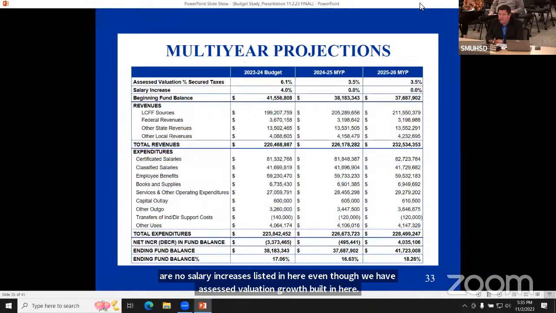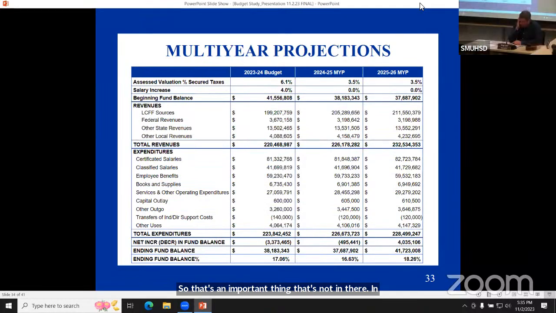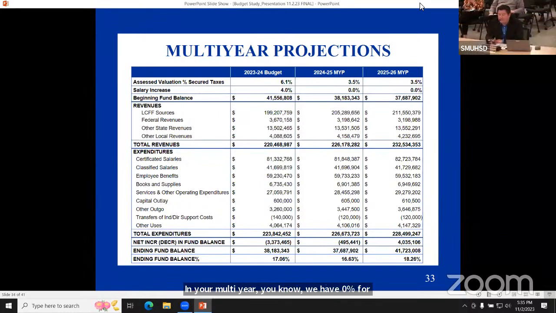In terms of going back, oh yeah, sorry. In your multi-year, we have 0% for salary increase. Correct. When's our next negotiations? Early next year. Early next year, I mean, early next. 2024 or 2025? Early in January, February, calendar 24. Calendar 24. Correct.